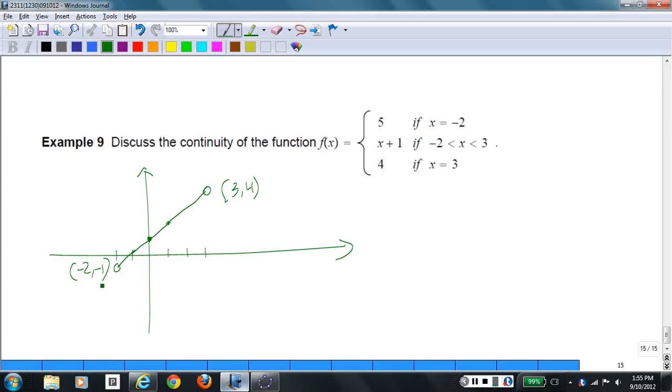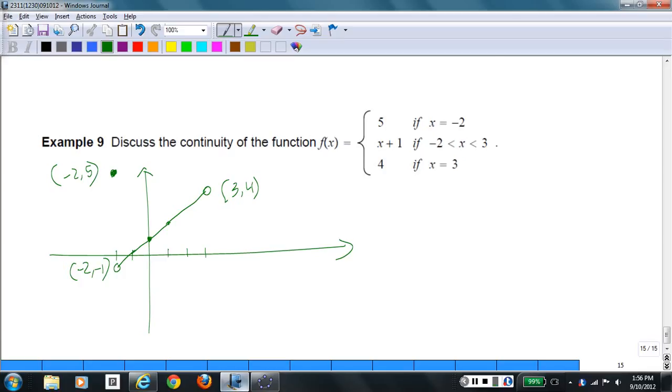The piece on the left, f of -2 equals what? 5. So that's the point (-2, 5). And f of 4 equals what? Okay, my fault for asking the wrong question.